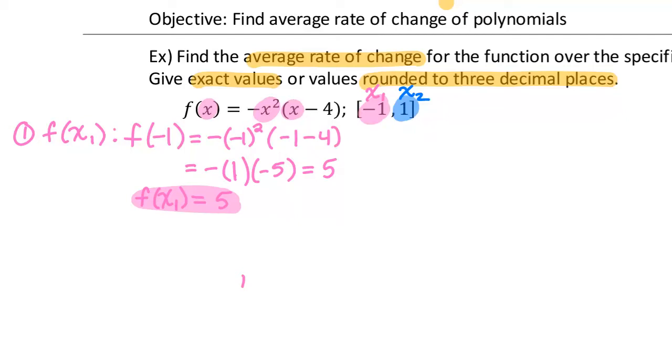All right, then we got to do the same thing for x2. So the second thing I need to do is f of x2, which is the same thing that I did the first time, except this time I have to plug in 1. My x2 is 1, so everywhere I see an x, I'm going to plug in a +1, okay? So this is going to be f of 1. And now everywhere I see an x, I'm going to plug in 1.